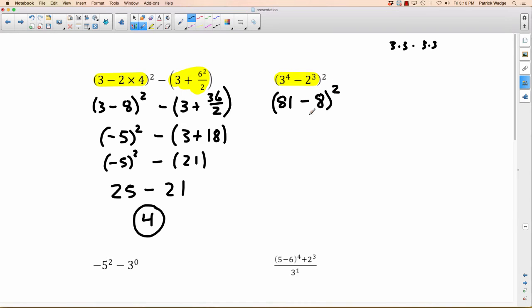Squared. We still have the squared. So the next thing to do is finish off the brackets by subtracting. 81 minus 8 is 73. And we're going to square that. Who came up with this question? Terrible. We have to square 73. We have to go 73 times 73.